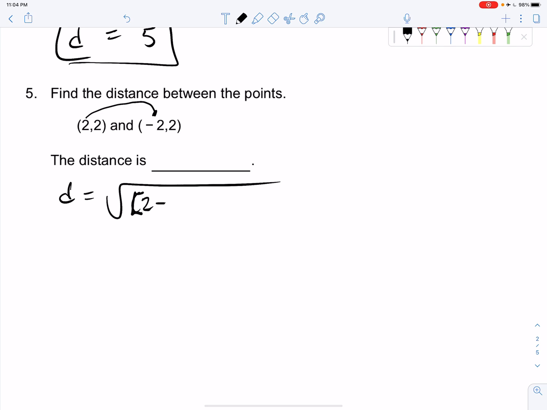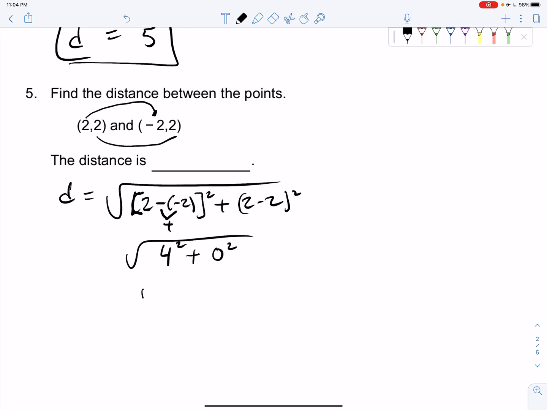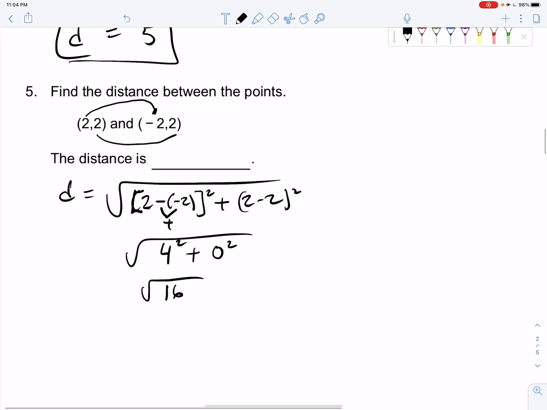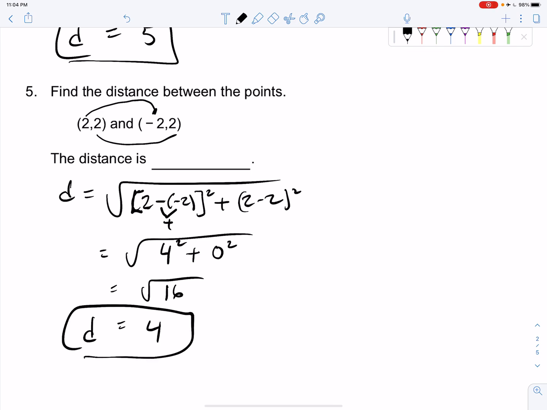We've got 2 minus a negative 2 squared plus, and then I've got 2 minus 2 quantity squared. So of course, a negative negative makes that positive. So this is going to ultimately be 2 plus 2 is 4 squared. 2 minus 2 is 0 squared. So we're basically just left with 4 squared, which is 16, and the square root of 16 is 4. So the distance between these 2 points, 2, 2 and negative 2, 2, is 4 units.